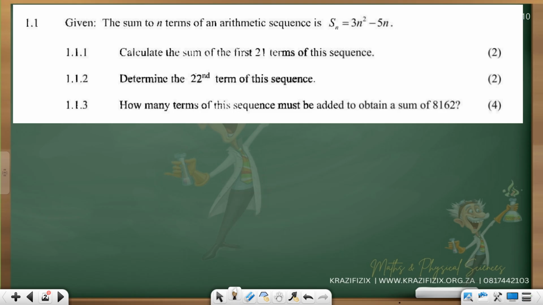If we are given Sn, 1.1.1, we are given Sn as 3n squared minus 5n. What is S21? We just substitute 21 there. What are you getting?